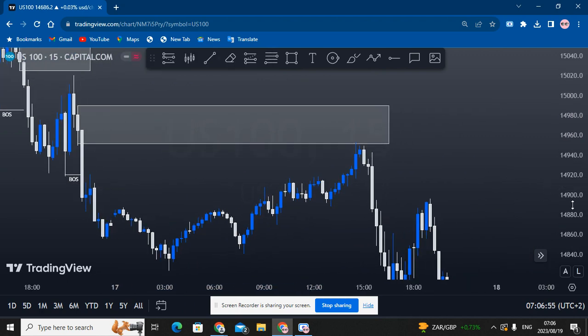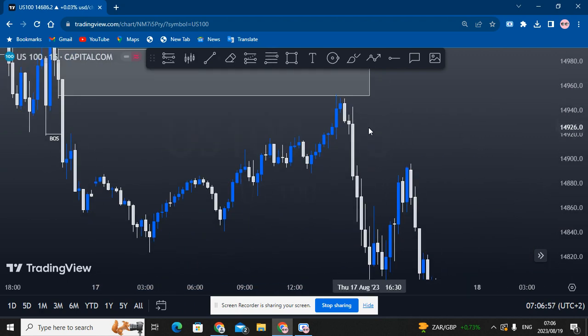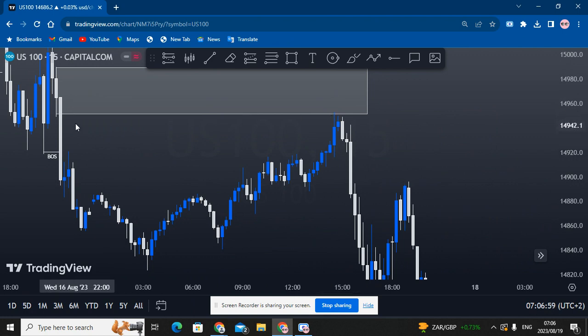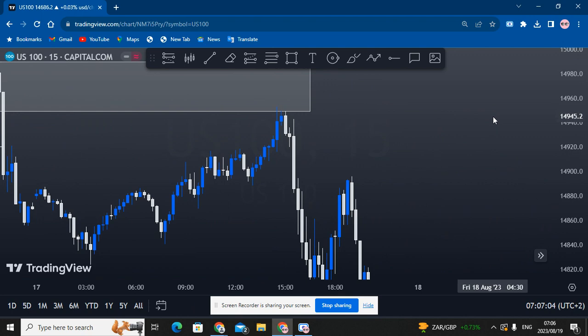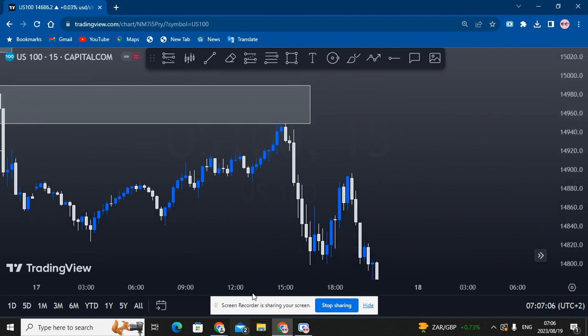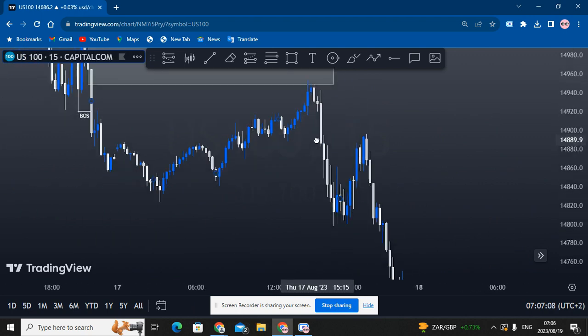This was a sniper trade. This I like to call a sniper trade. Now, in order to confirm this, like I say, guys, you need to go to your 1 minute order block and make sure that you have that chalk and that break of structure and that mitigation to the order block of your 1 minute, right?